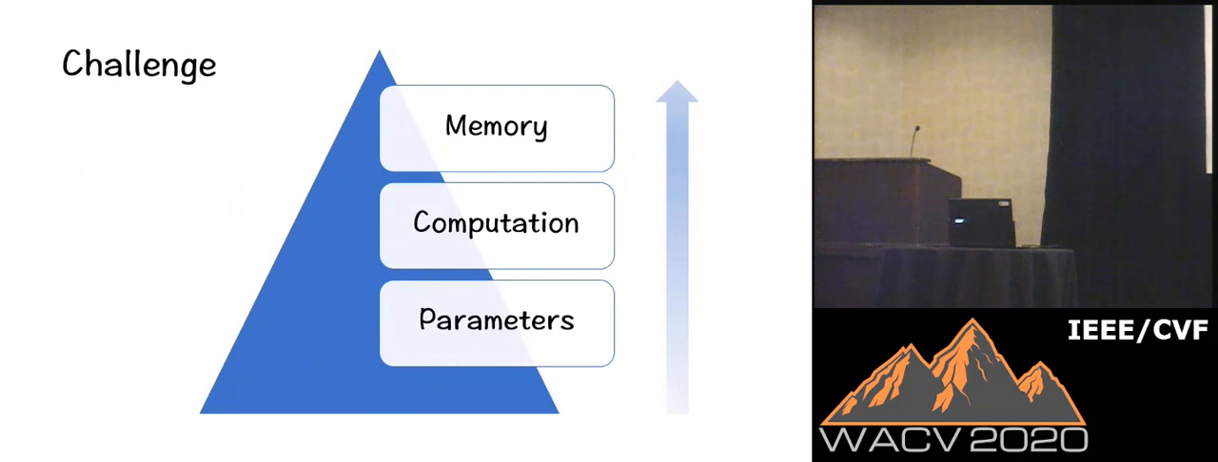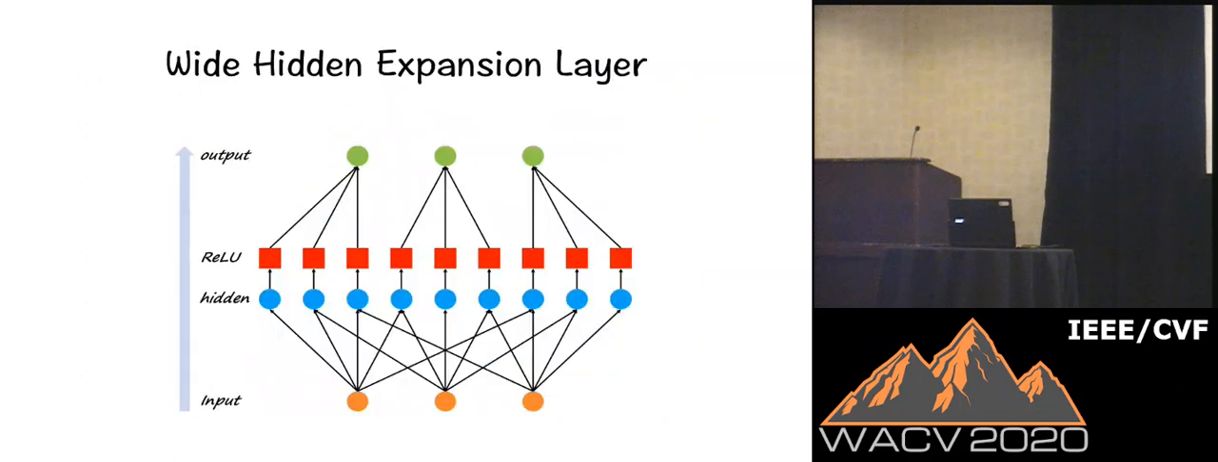Well, increasing the number of activation functions comes with the network's depth increase, which is followed by parameter computation and memory consumption increase. To solve those problems, we designed a novel structure, the Wide Hidden Expansion Layer, WHE layer.